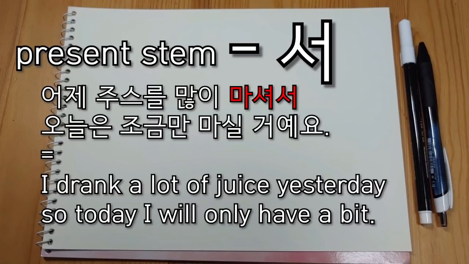You having drunk juice a lot yesterday happened in the past, right? But still, if you're using it with the conjunction 서, you shouldn't conjugate it in a past tense. You should just follow the rule of combining it with the present stem. So it's not 마셨어서. It doesn't make sense. This is grammatically wrong. It's 마셔서.